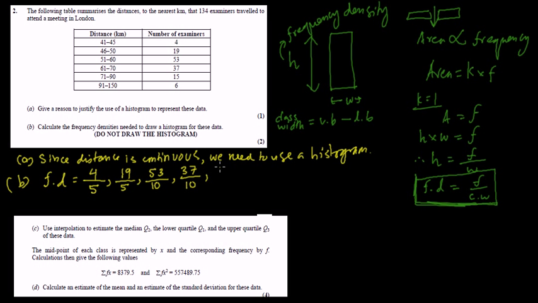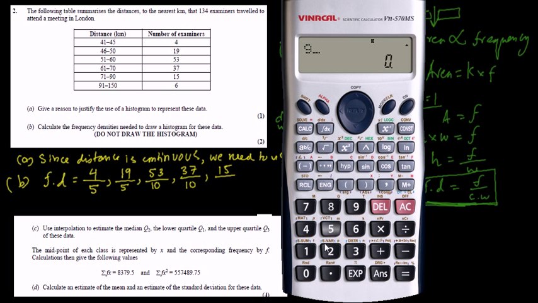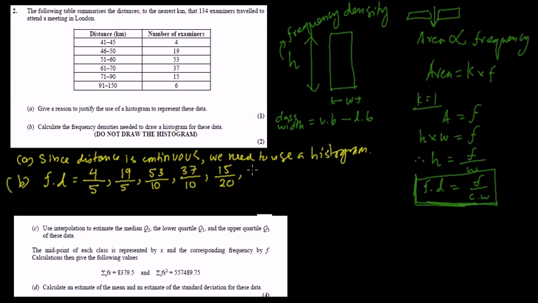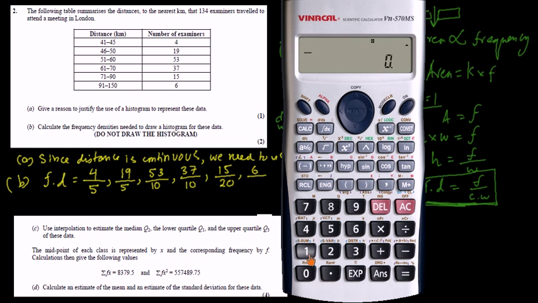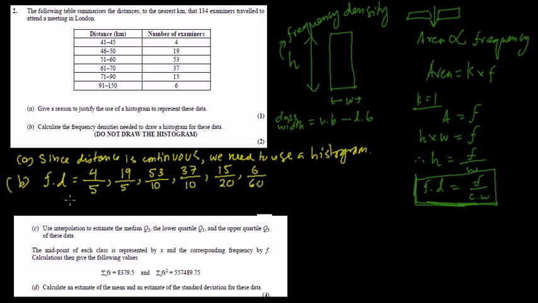Then 15 divided by 90 minus 71. 90 minus 71, let me check, is 19 plus 1, that's 20, so this would be 20. Last one, 6 divided by, this is a bigger one, so let me use the calculator. 150 minus 91 plus 1, that would be 60. Okay, now let me calculate. 4 divided by 5 is 0.8.